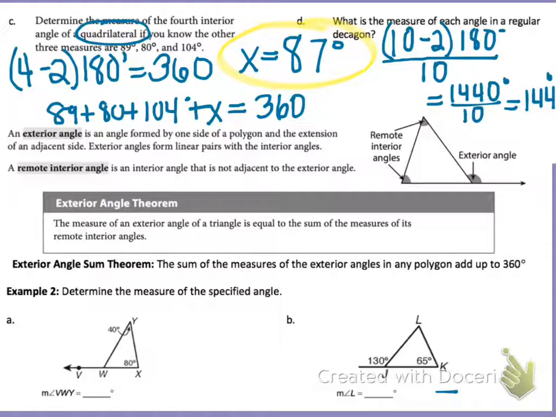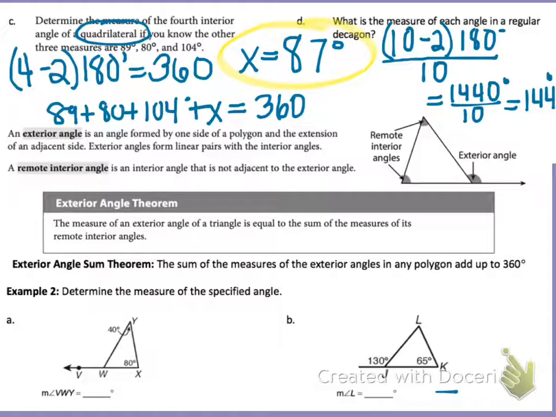So if this instead was a nonagon, we would use 9 minus 2 times 180, and then we would divide by 9. Or if, say, it was a regular pentagon, it would be 5 minus 2 times 180 degrees, and then divide by 5, because however many sides the figure has, that's how many angles it has too. And in a regular polygon, all sides and angles are equal in measure.